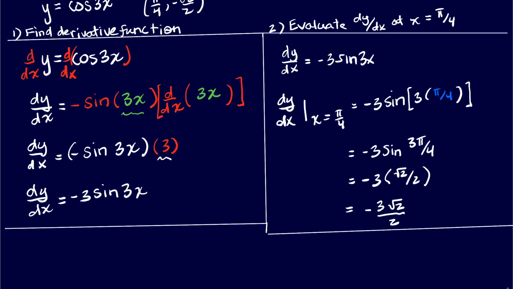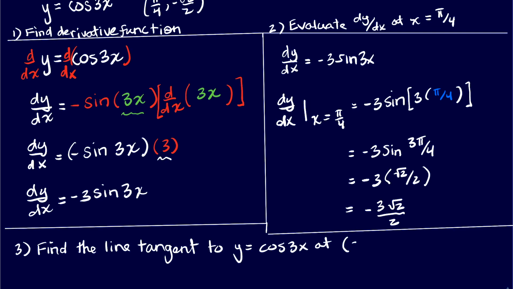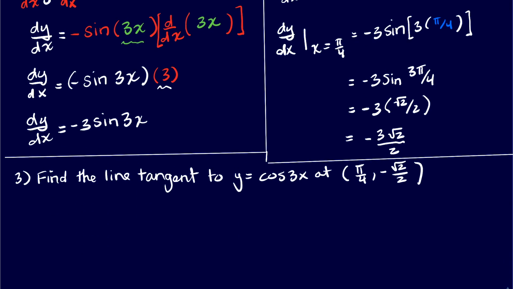Good so far? Awesome. So next up, we need to find the line tangent to y equals cosine 3x at the ordered pair pi over 4, comma, negative root 2 over 2. So let's see what we get.